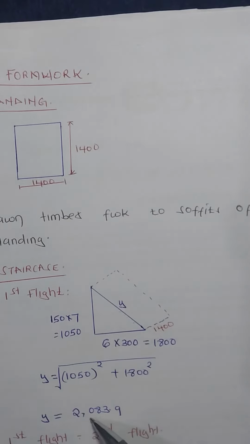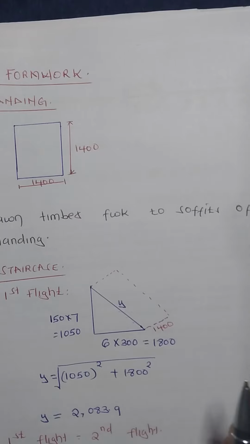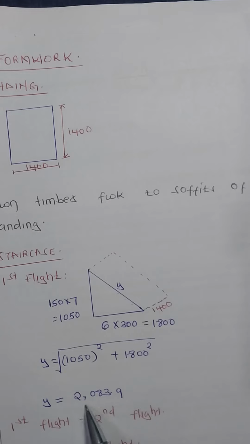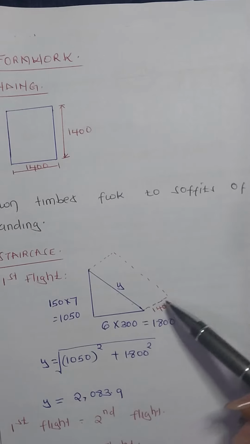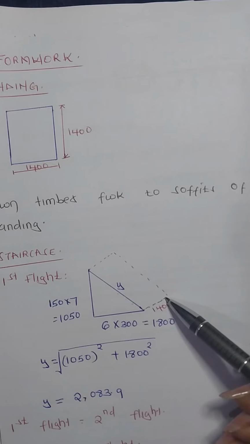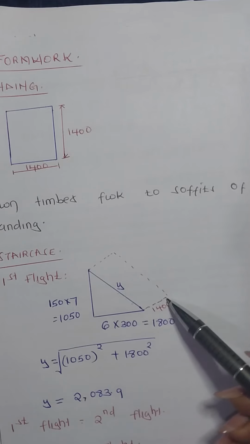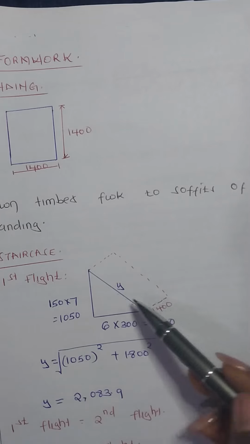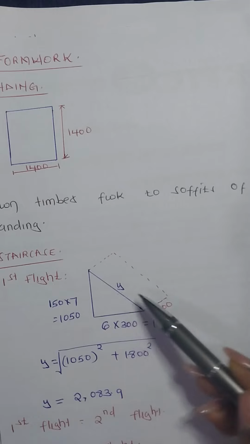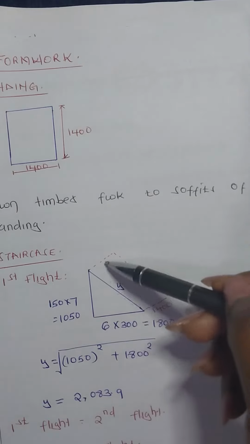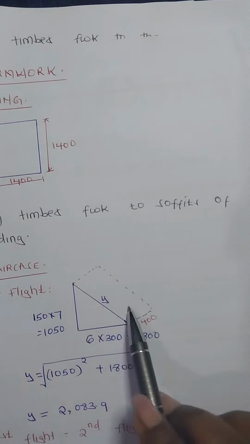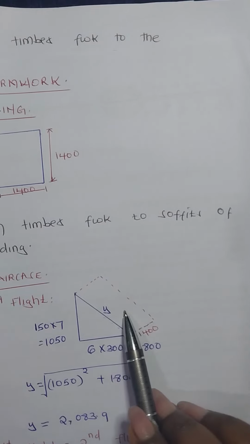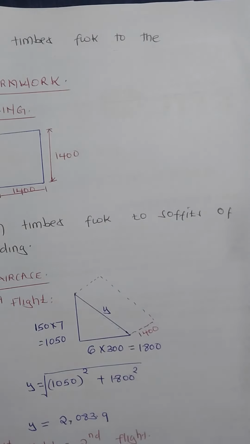The y is 2083.9. Now, this becomes our y. And then the length of that soffit or the staircase is the same as the length of the tread, which is 1400. Now, once we have the y and the 1400, then we are able to find this formwork that is going to hold that soffit. So this is the same as the second flight.